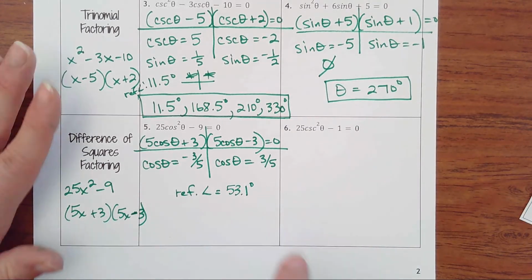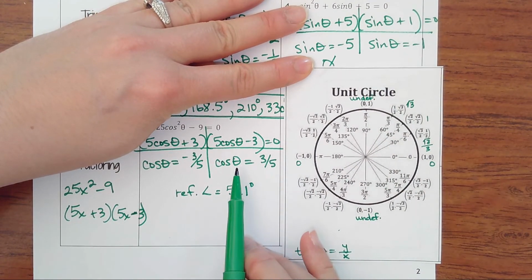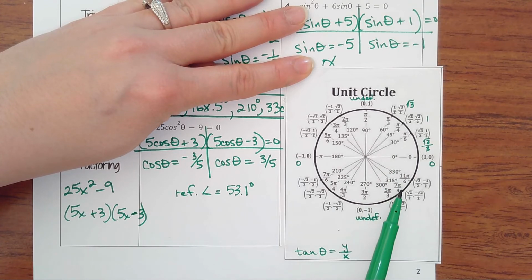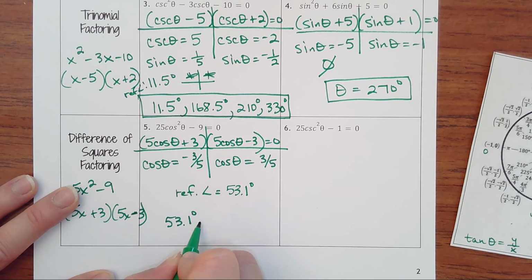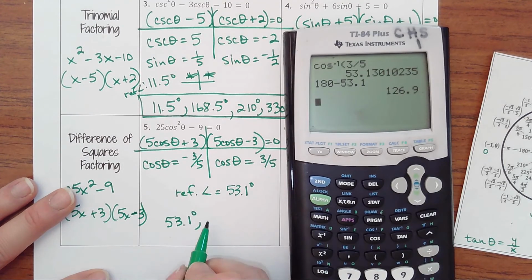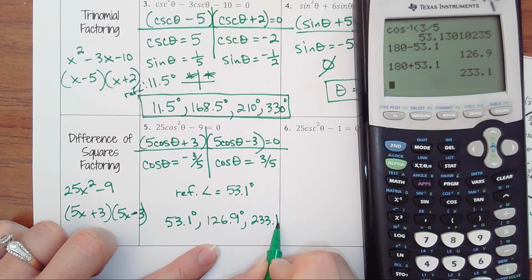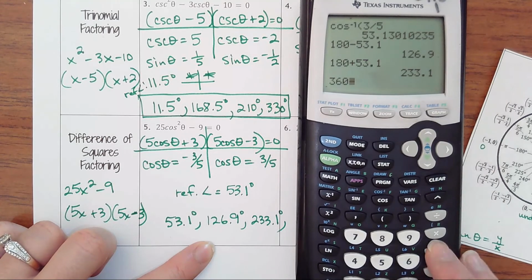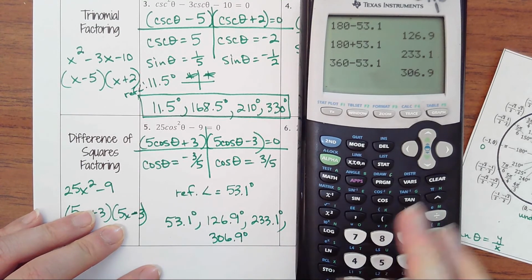So what's kind of neat on this one is, since they're the same reference angle, I'm going to find that in all 4 quadrants, because it wants it where cosine is positive, which would be 1 and 4, and where it's negative would be 2 and 3. So let's see, we'll have that normal angle in quadrant 1. In quadrant 2, I take 180 minus that, 126.9. In quadrant 3, I add it to 180. And then in quadrant 4, I take 360 minus 306.9. So I get 4 answers.